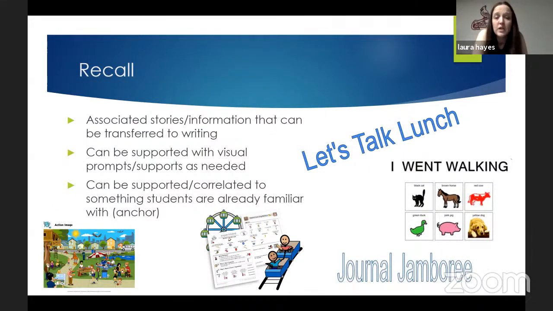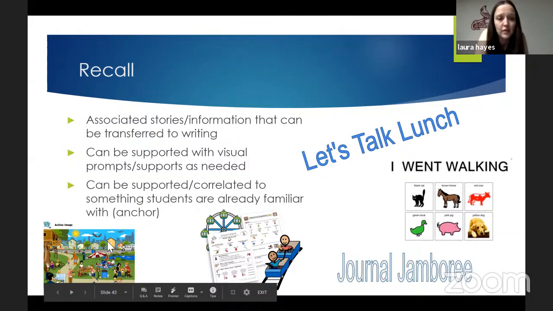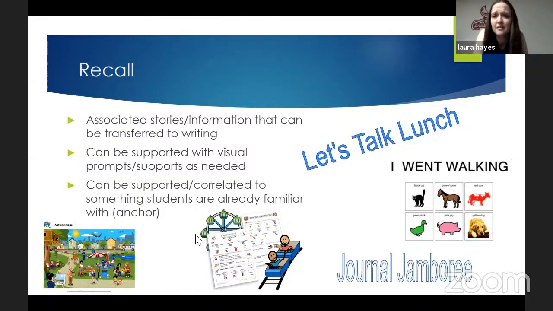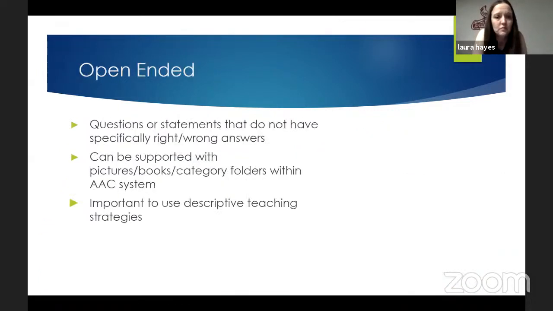Recall, this is the R. Associated stories where you can transfer them to writing. You can use visual prompts and supports as needed. So this action image down here was a free download that you can practice to describe. Basically you just want to use this recall as an anchor, to visualize an anchor. Anything that they have learned about or talked about, you want to extend that through recall.